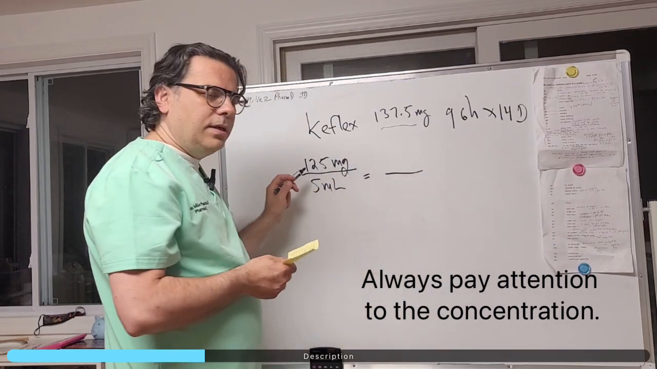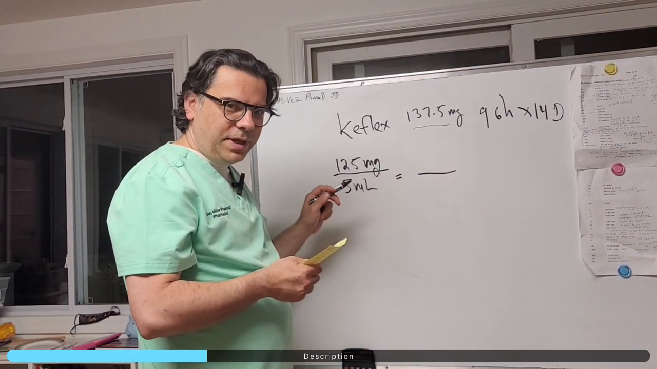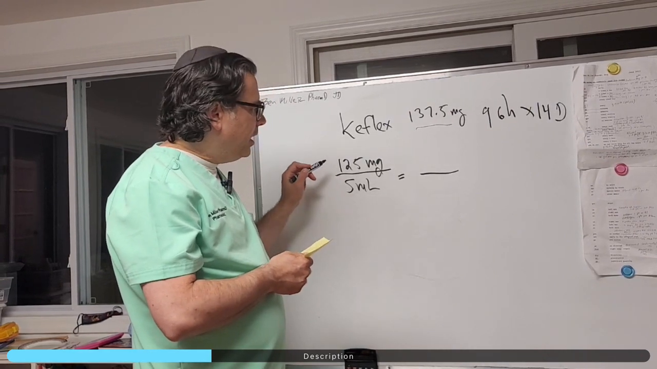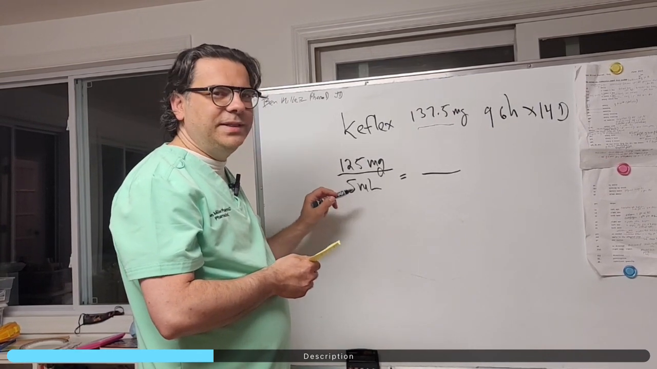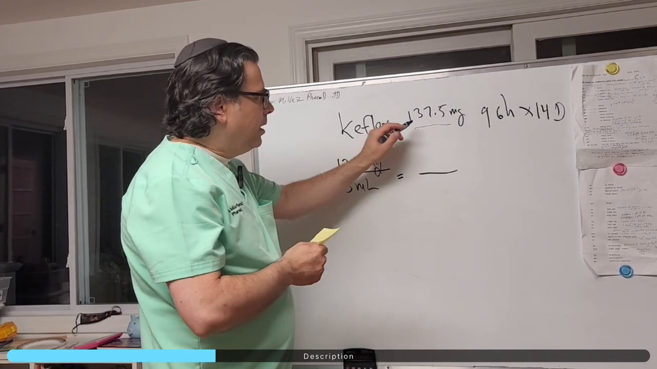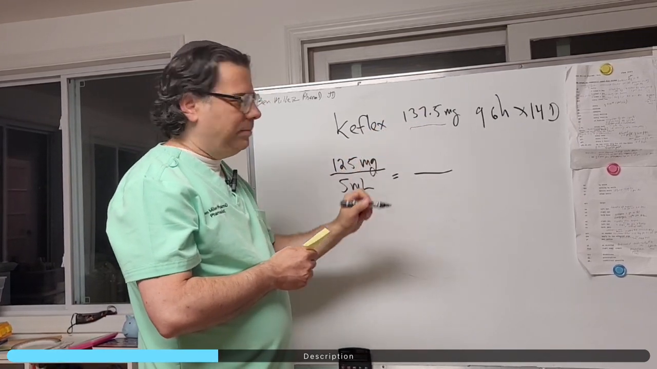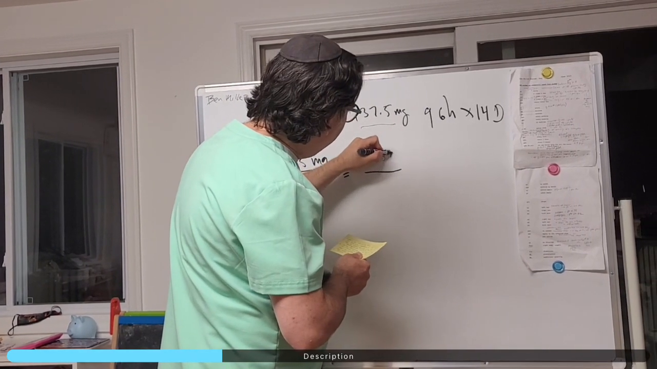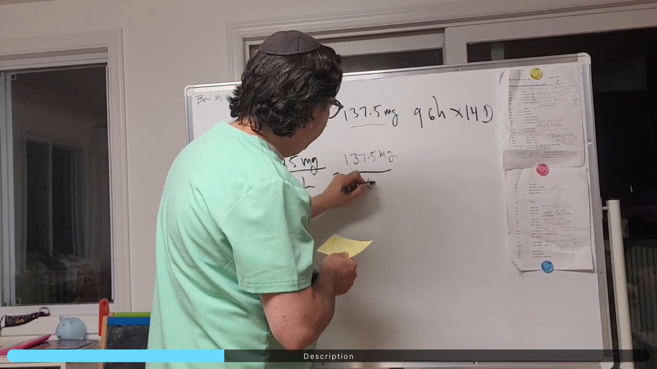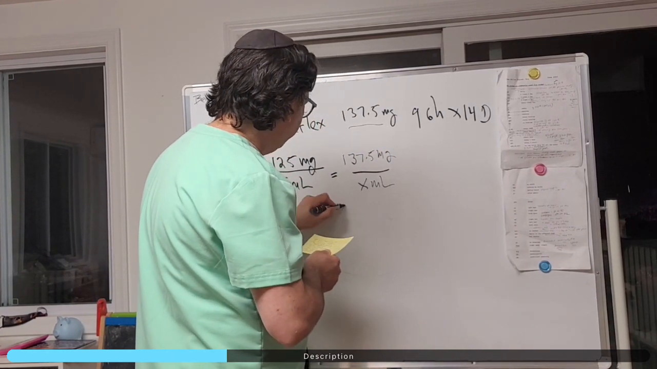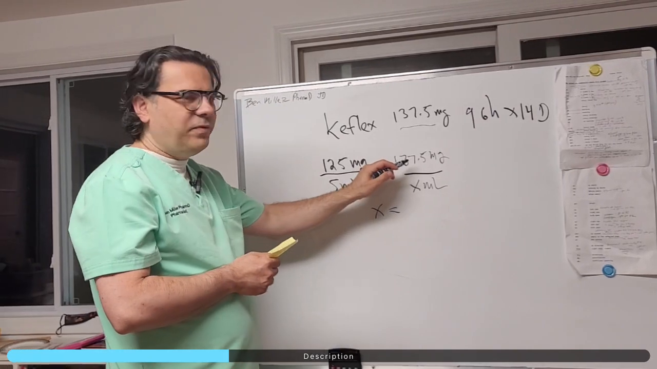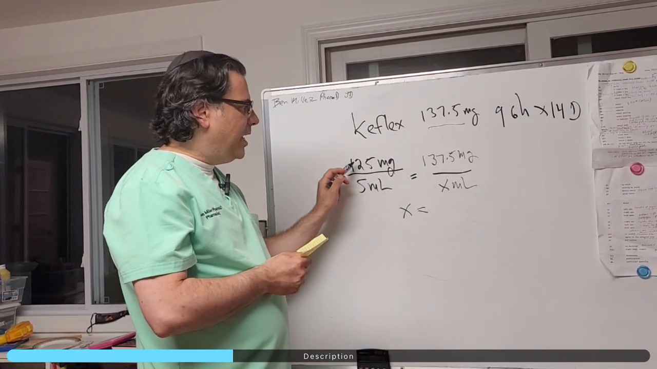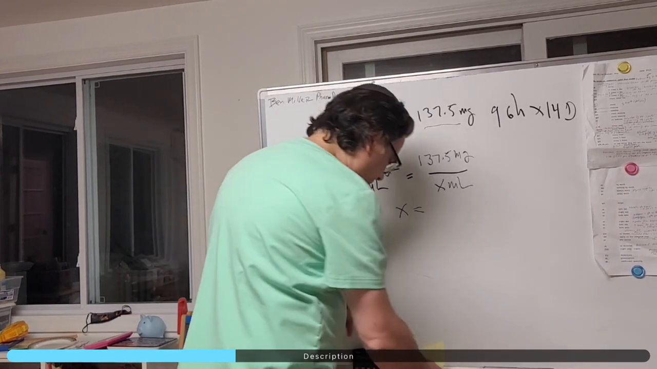Always start off with the concentration. If you know the concentration, you're going to get the problem right. The concentration of what's available in the pharmacy is 125 milligrams per 5 ml. That's a given. It doesn't change. The doctor wants 137.5 milligrams, so we're going to put that on top: 137.5 milligrams over X ml. So we're going to go 137.5 times 5 divided by 125, and that's going to give us our X value.